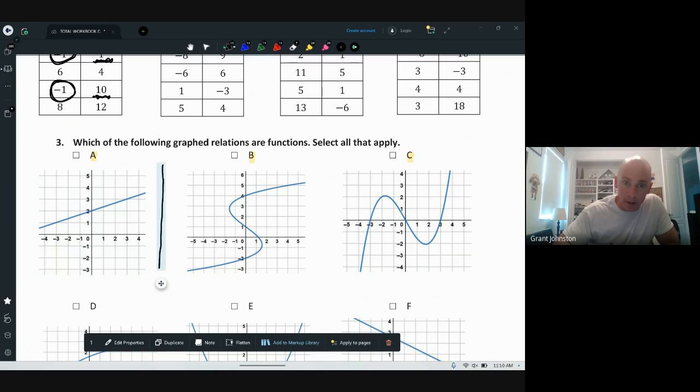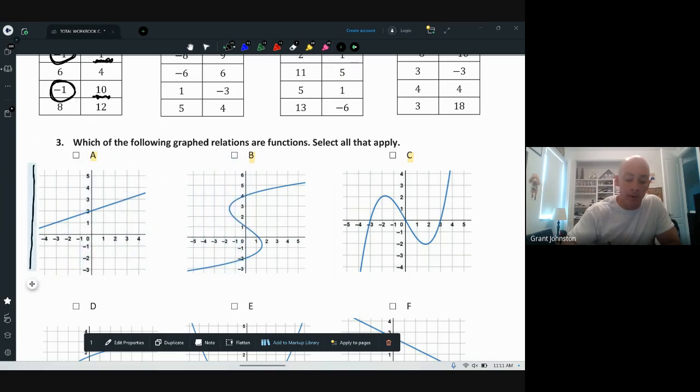But let's look at B. It's good, it's crossing the line once. It's good. It's good. And bam, terrible. Look, it's even crossing it 3 times. So that's not a function. B is not a function. A is a function. B is not. Let's check C. It's crossing it just once, every time. So C is also a function. The only one of these top 3 that's not a function is B, because it crosses the line multiple times.